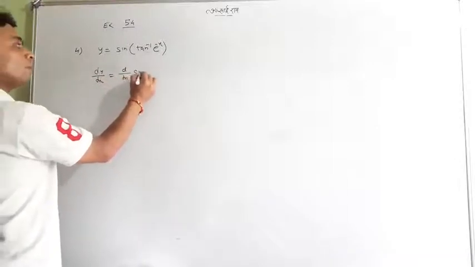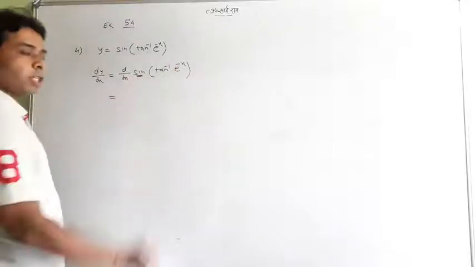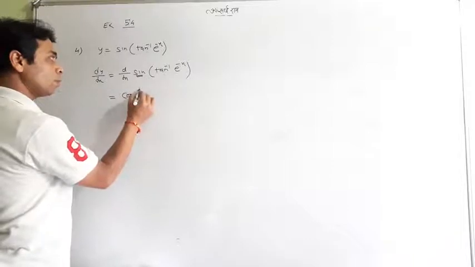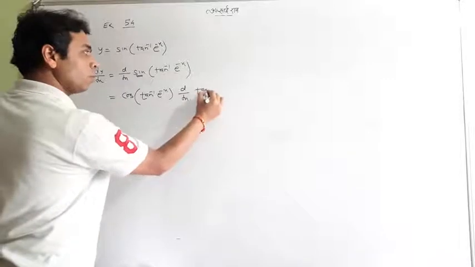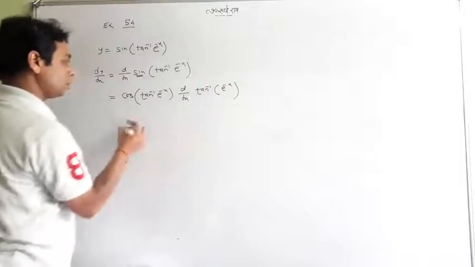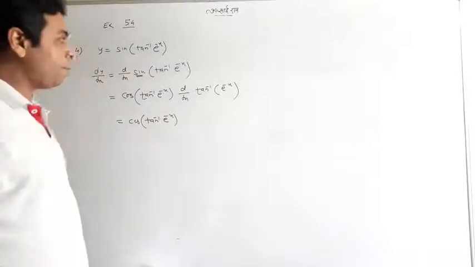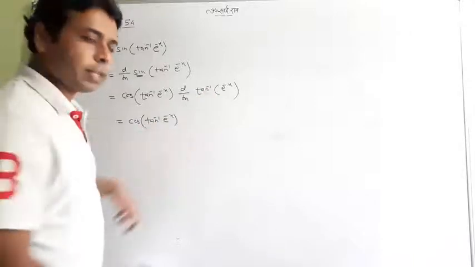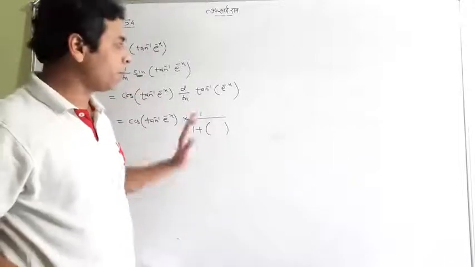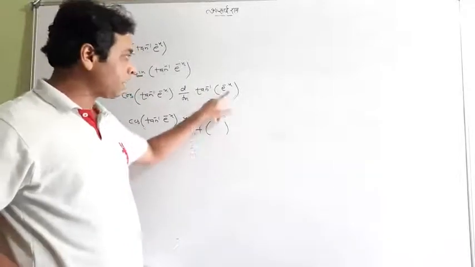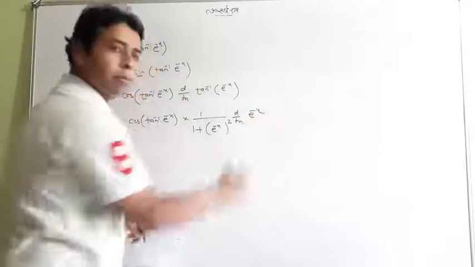So d by dx of this. First will be sine. Differentiation of sine is cos. Again differentiation of tan inverse; this will remain the same till the end. And d by dx of tan inverse is 1 upon 1 plus x square. This is the formula. Tan inverse has differentiation 1 upon 1 plus x square. x is this. And again differentiation of e to the power minus x.